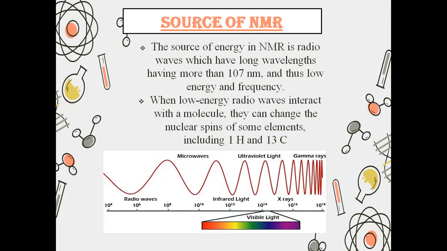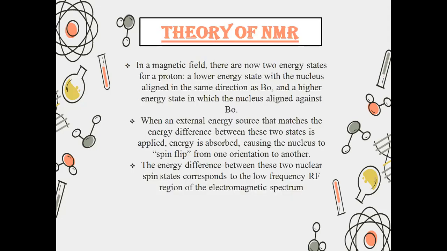Here is the electromagnetic spectrum. Here you can see radio waves have the longest wavelength of all the waves. Then this is the theory for NMR. In a magnetic field, there are now two energy states for a proton, a lower energy state with the nucleus aligned in the same direction as B naught, and a higher energy state in which the nucleus is aligned against B naught.